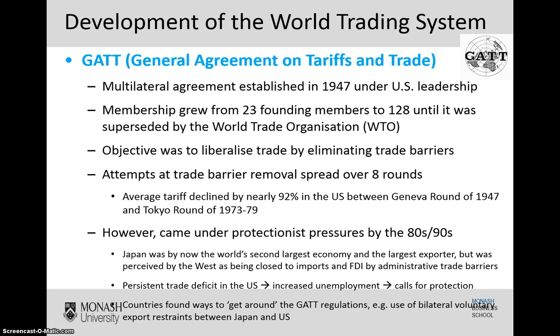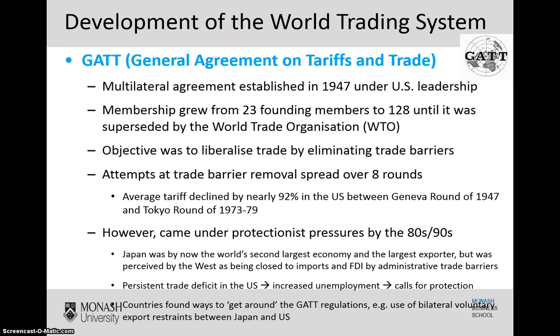Firstly, and perhaps chiefly, was the fact that Japan by now was the world's second largest economy overall, and certainly the largest exporter, but by many Western countries was perceived as being quite closed and adopting protectionist policies in terms of its imports and foreign direct investment through the imposition of administrative trade barriers. So not necessarily your traditional tariffs or subsidies, but other, especially legislative related ways that they could limit the level of imports and foreign direct investment into the country. And of course, many Western countries, which were being quite open themselves, were quite displeased by this. They were saying, well, that's not fair that we're opening ourselves up to Japanese business, but not being given the same opportunity to do so going back the other way.